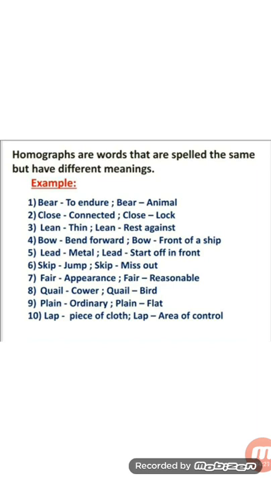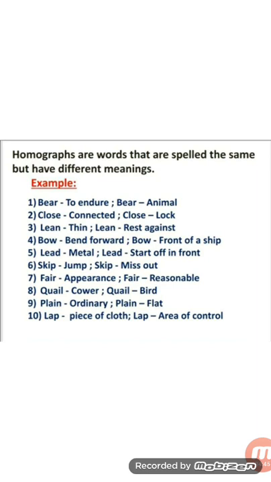Next example, skip. Skip एक तो jump करना, और sometimes we say that skip this chapter or skip this question, means to omit or to cancel or to miss out. Okay, oh I skipped one number, that's why the total is wrong. Are you getting my point, children? Skip मतलब छूट जाना, या दूसरा skip है jump करना. Okay, skipping rope we play.